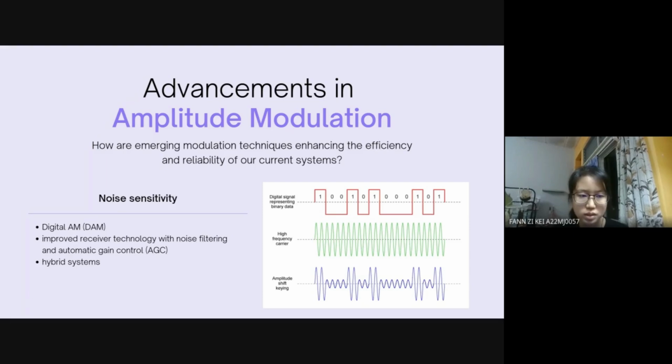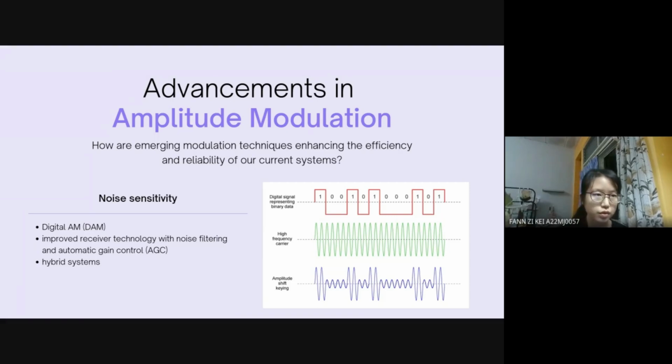So there are a lot of ways that we can reduce the noise sensitivity. The first one is DAM, digital amplitude modulation. You can see in the diagram, when there is binary signal 1, the carrier signal is present at a specific amplitude, while at binary 0, the carrier signal is absent or at a lower amplitude. So with DAM, we can have a more robust noise reduction through error detection and correction techniques, and this will reduce the noise sensitivity.